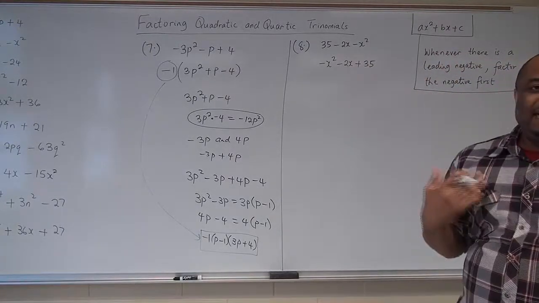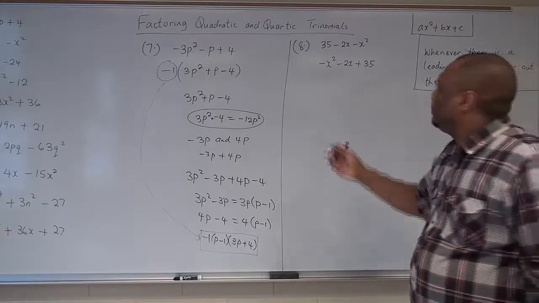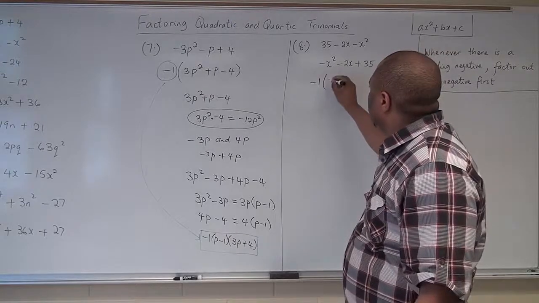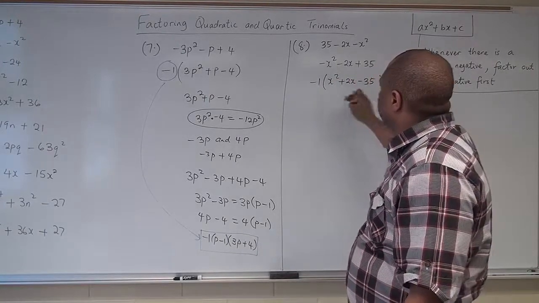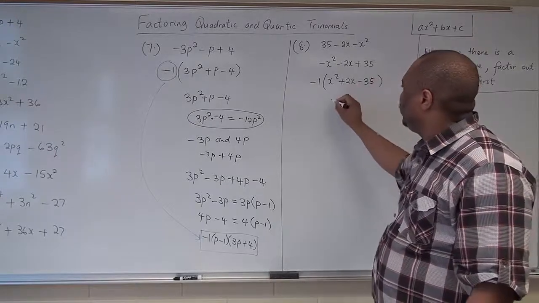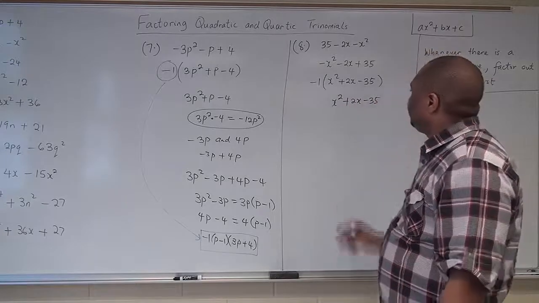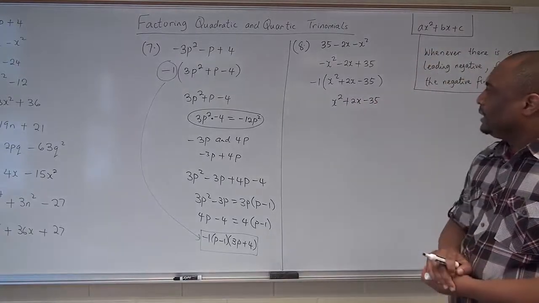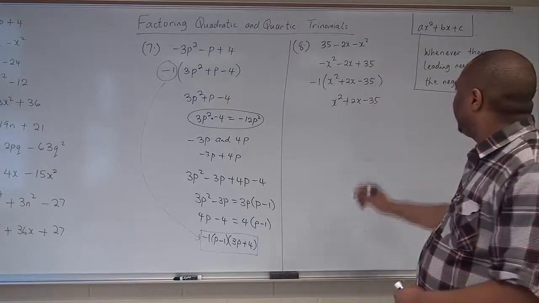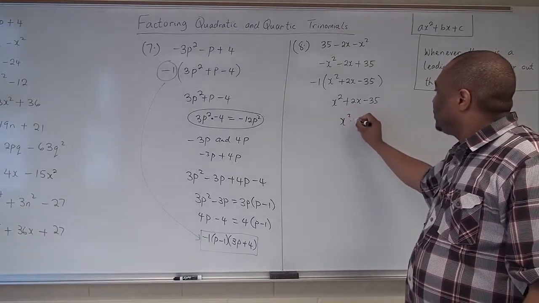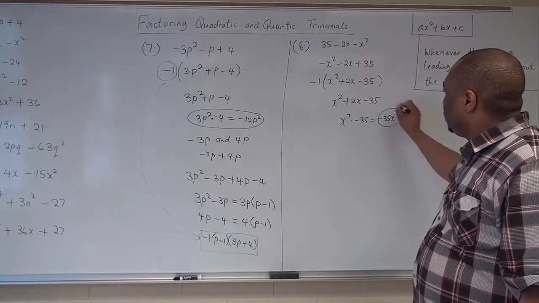We also notice that it has a leading negative. It has a leading negative, factor out the negative. So this is negative 1 times x squared plus 2x minus 35. So let's deal with this guy, x squared plus 2x minus 35. If you multiply the first and third terms, you have x squared times negative 35, and that is negative 35x squared.